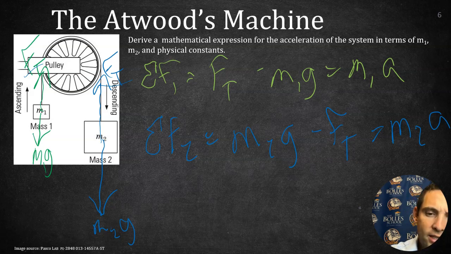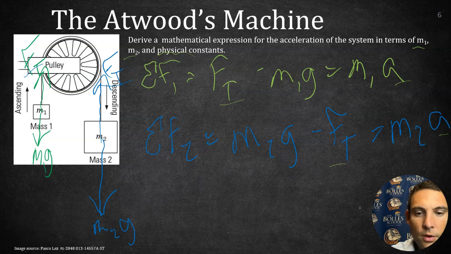So I can't just solve this equation for acceleration because I don't know what tension is, and tension is not allowed in the problem. It says m1, m2, and physical constants. A physical constant would be like g, not a force, not some tension force. So I can't just plug in the first equation. I run into the same problem with the second equation. I can't just divide by m2 because that's still going to leave me a tension in the answer.